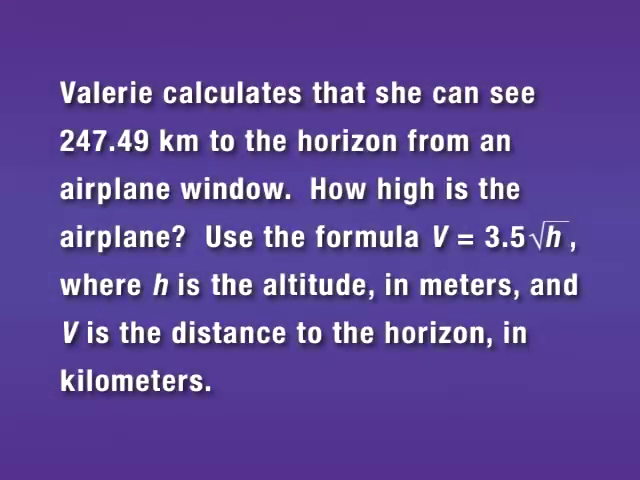Valerie calculates that she can see 247.49 kilometers to the horizon from an airplane window. How high is the airplane? Use the formula v equals 3.5 times the square root of h, where h is the altitude in meters and v is the distance to the horizon in kilometers.